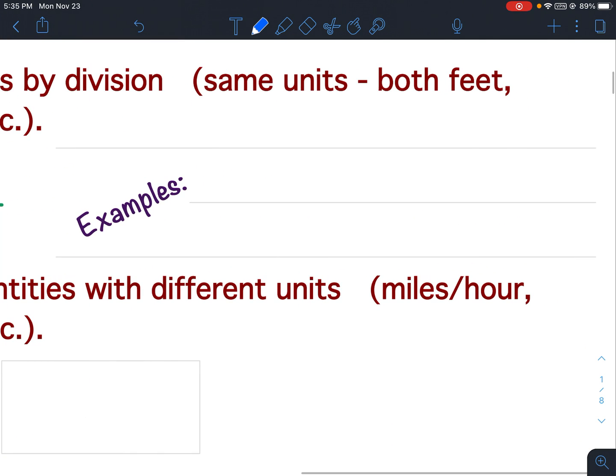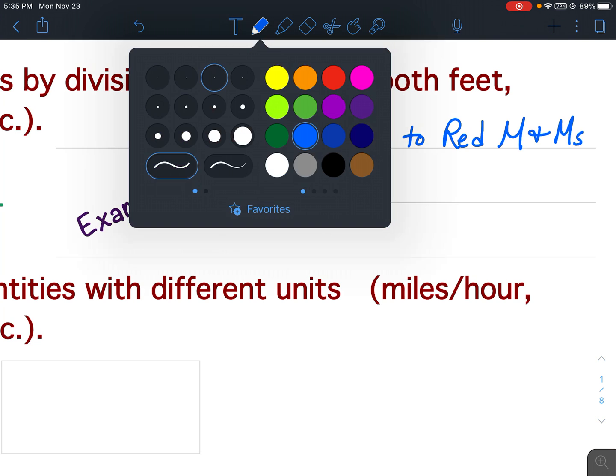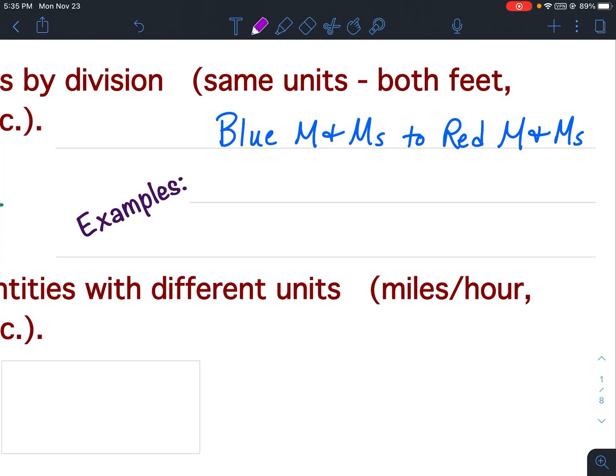All right, some other examples. We might want to compare blue M&Ms to red M&Ms. Or maybe if we're dealing with a sport, wins to losses. Both of those would be dealing in games. How many games you won, how many games you lost.